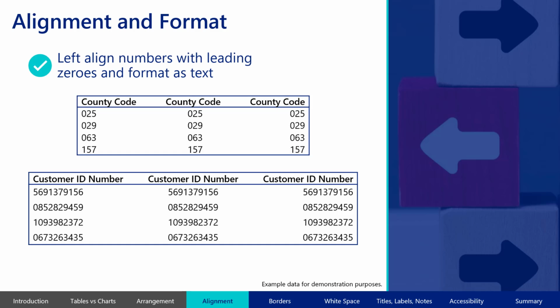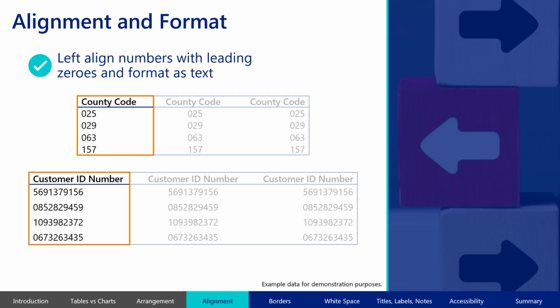Numbers that may have leading zeros, such as county codes or customer identification numbers, should be aligned to the left and formatted as text so the leading zeros are not lost.